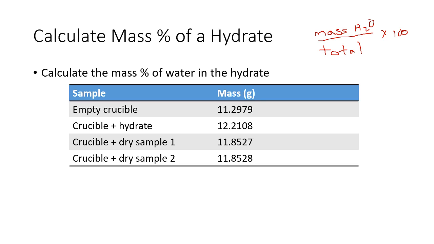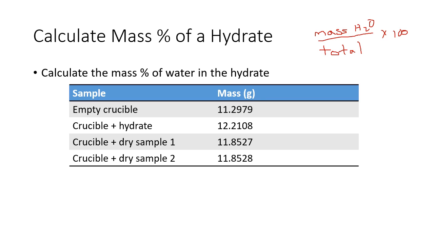Well, we have in this table here an empty crucible, a crucible plus hydrate, crucible plus dry sample 1, crucible plus dry sample 2. Why am I saying dry sample? Well, I heated it. So we're hoping that the water evaporated fully. So the numbers here for the dry samples are really close. The only variation is within that last digit. So we know that this is, in fact, a dry sample for reals.